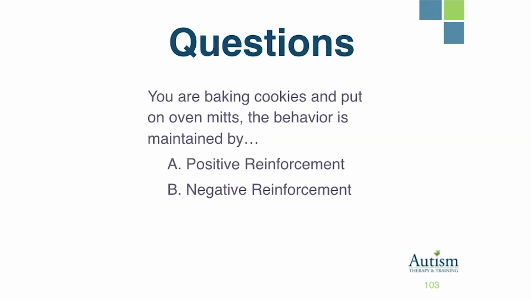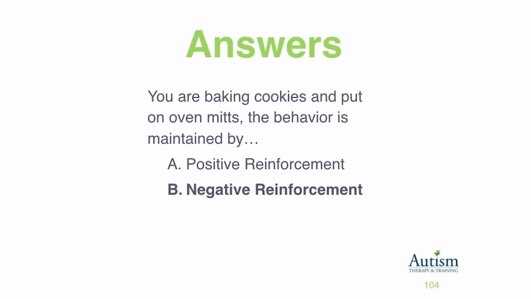You're baking cookies and put on oven mitts. The behavior is maintained by A, positive reinforcement, or B, negative reinforcement. And the correct response is B, negative reinforcement.